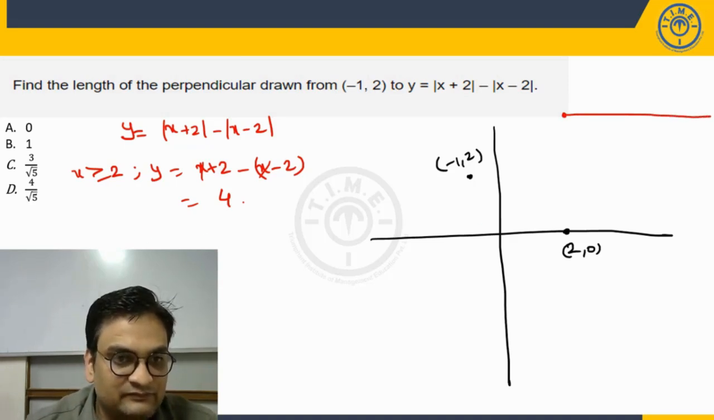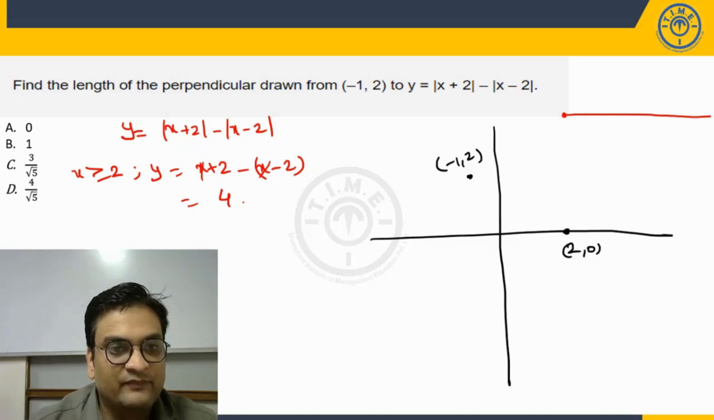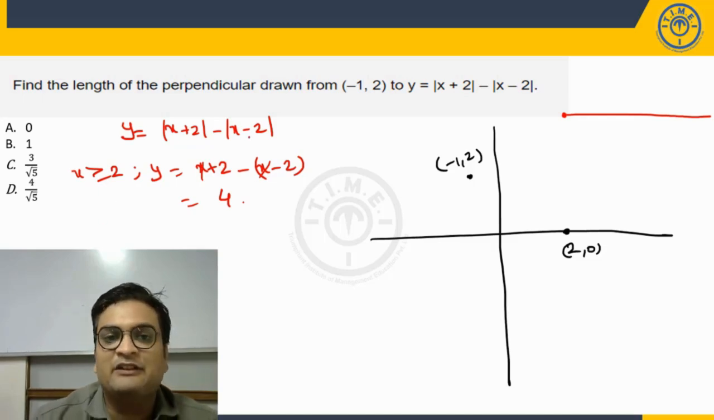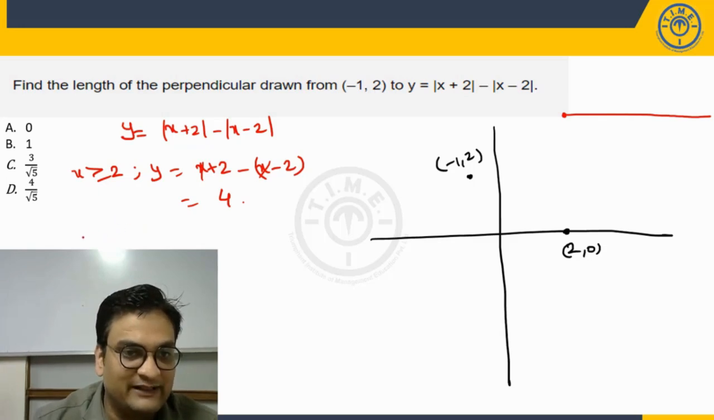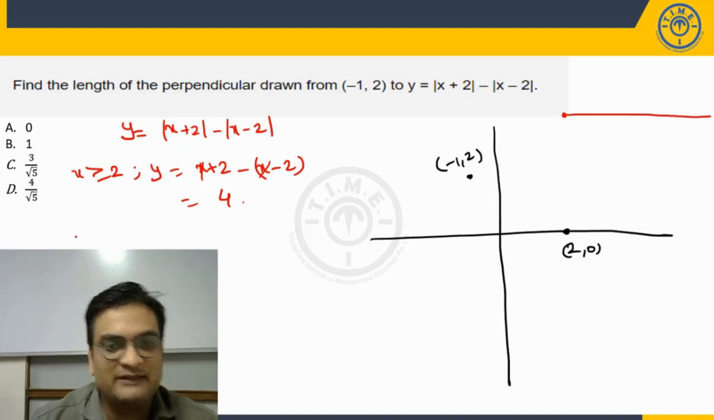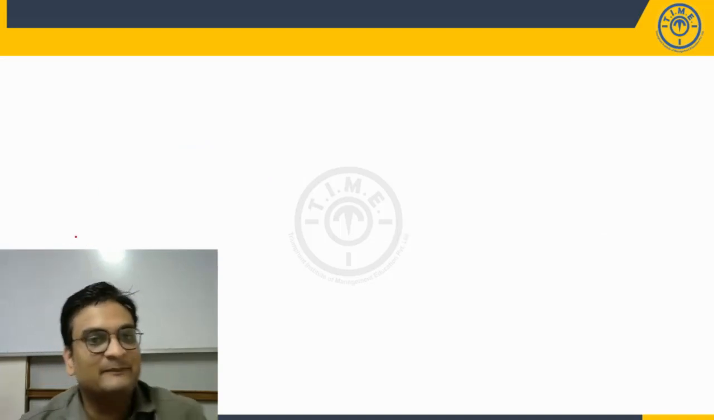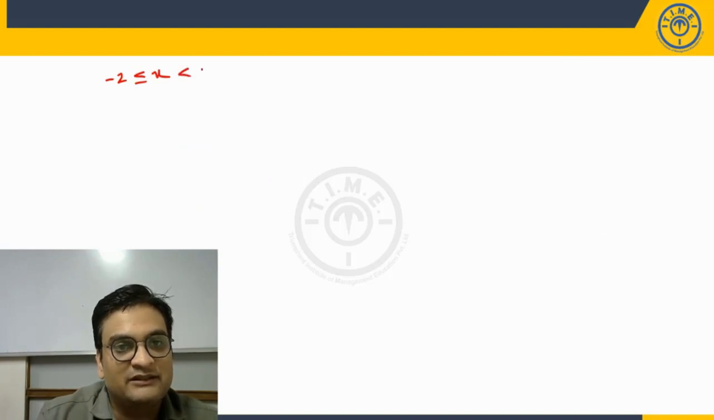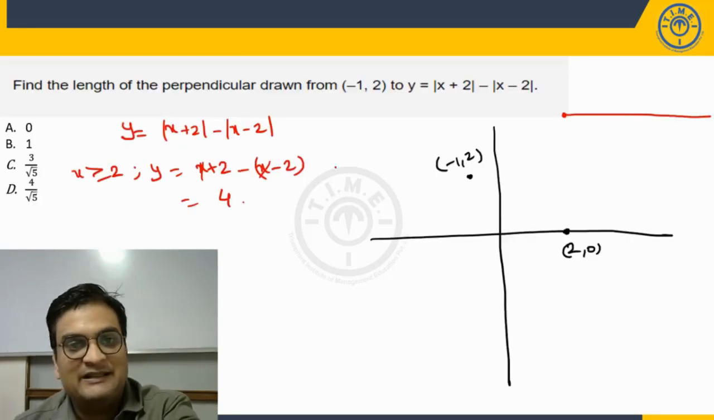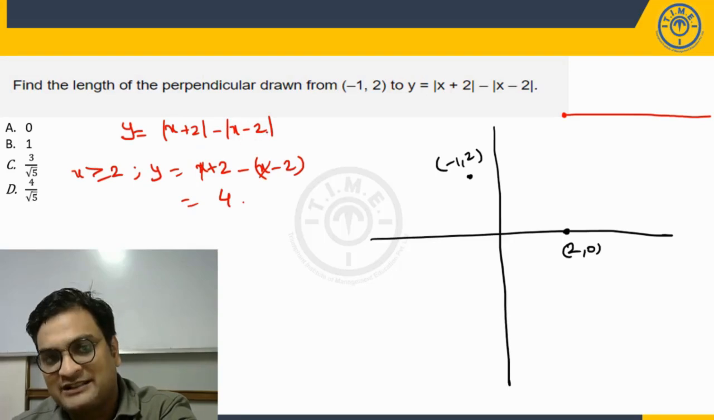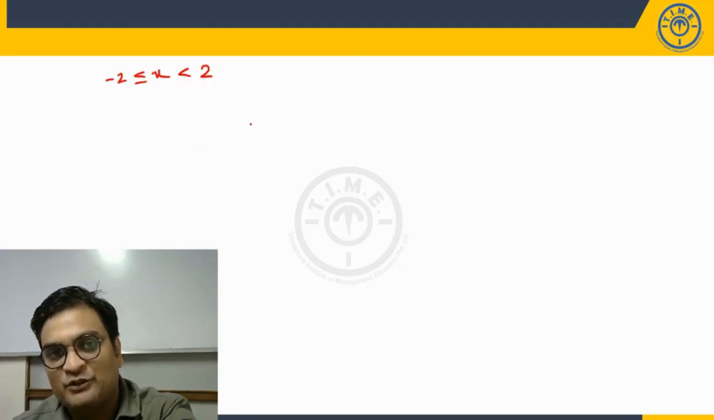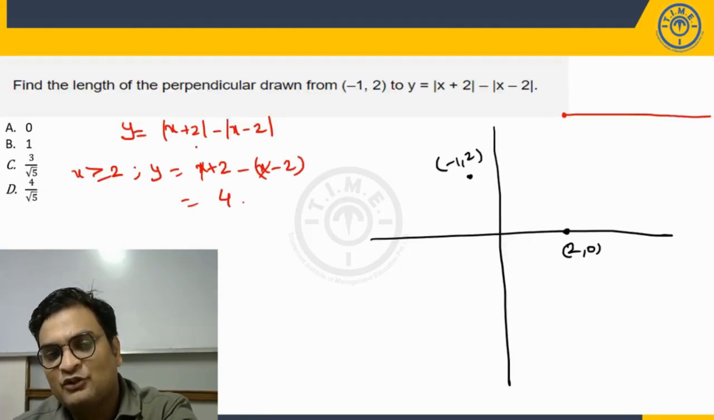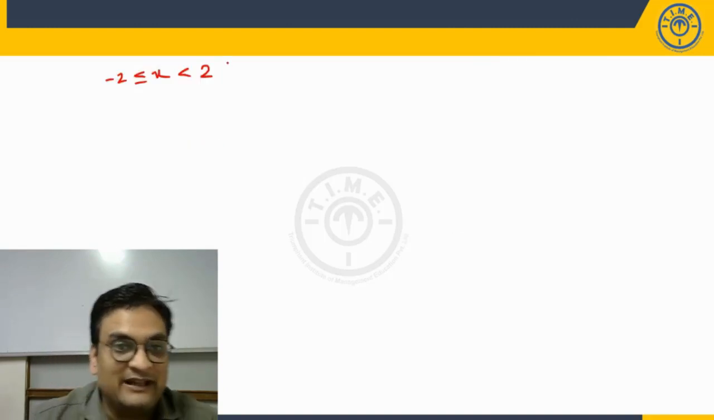Next, for any value of x in between -2 and +2. Let me write it on the next slide. Second case, if I take x greater than or equal to -2 but less than 2. In this case, please understand, this modulus term will turn negative. X minus 2 is going to be less than 0, whereas x plus 2 is still positive.